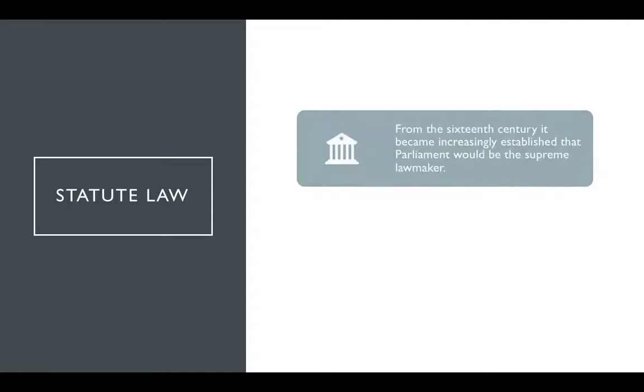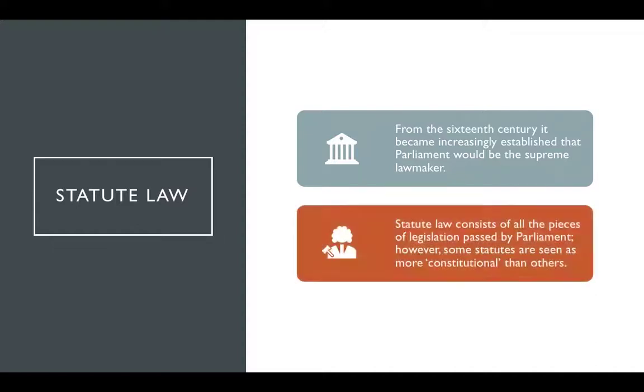These are all, by the way, in no particular order. Some have a different weighted value than others. However, I'm just doing this in no particular order. So statute law is the first source of the Constitution. From the 16th century, it became increasingly established that Parliament would be the supreme lawmaker, the legislature, the branch of government that creates legislation, statute law.